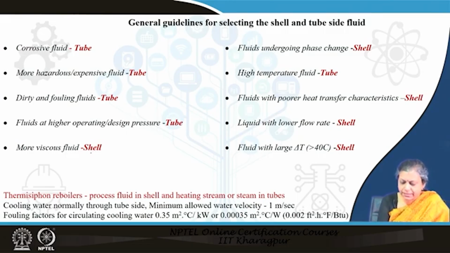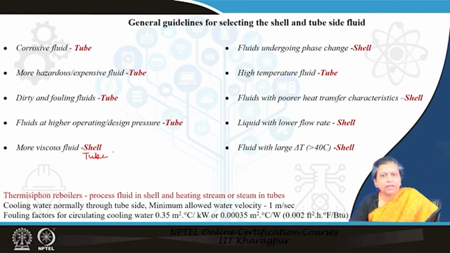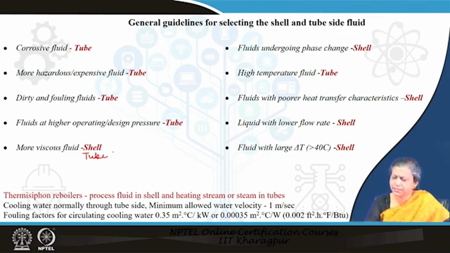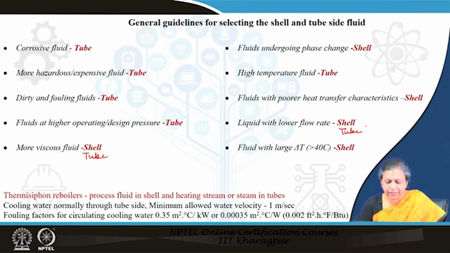So, it is definitely shell first, but again as I had mentioned, if even after you calculate the Reynolds number for the shell, assuming it to be the shell side fluid, you also find that it is laminar, then definitely we are going to introduce it into the tube side. The same thing is applicable for the liquid with the lower flow rate as well, right. And there are certain other things just to mention: thermosiphon reboilers, mostly the process fluid is in the shell side and the heating stream or the steam is in the tube side.